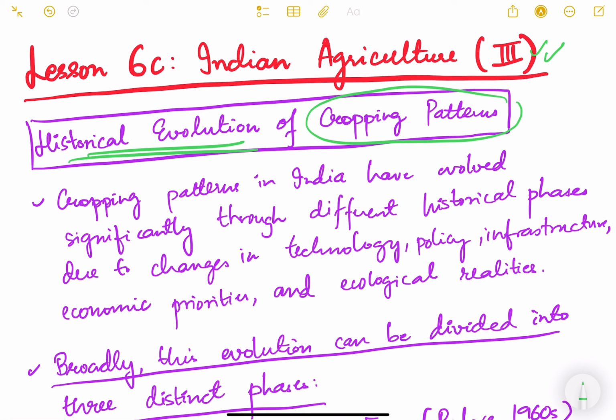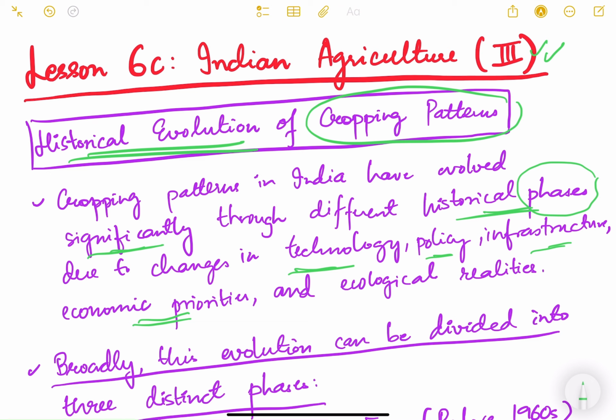So let us start. Cropping patterns in India have evolved significantly through different historical phases. When we study this historical evolution, we divide it into various phases. It has evolved due to changes in technology, policy of the government, infrastructure development, and economic priorities of the government. We know that we used to have a planned economy model where we used to have 5 year plans.